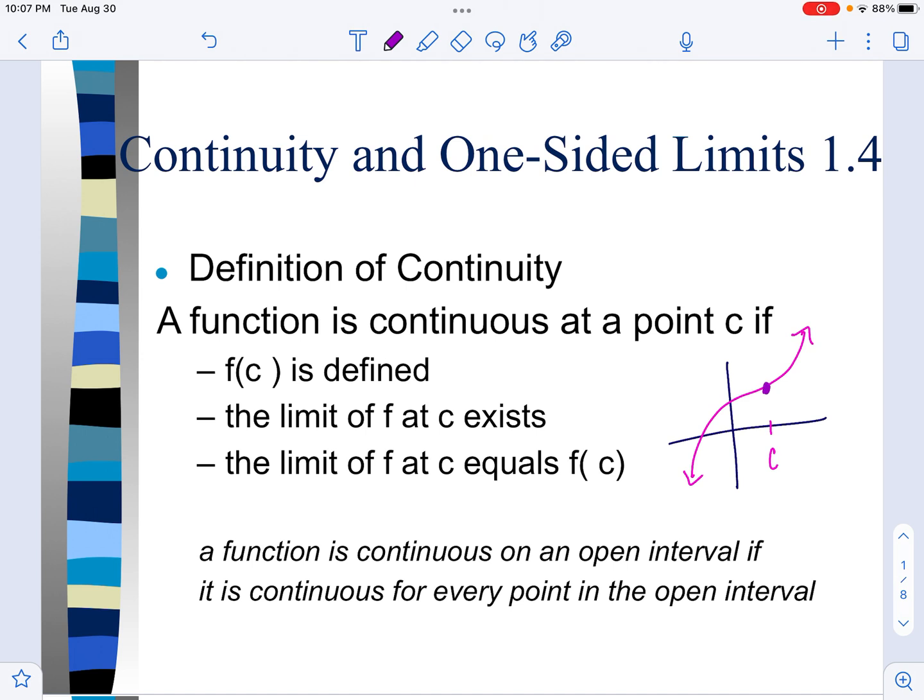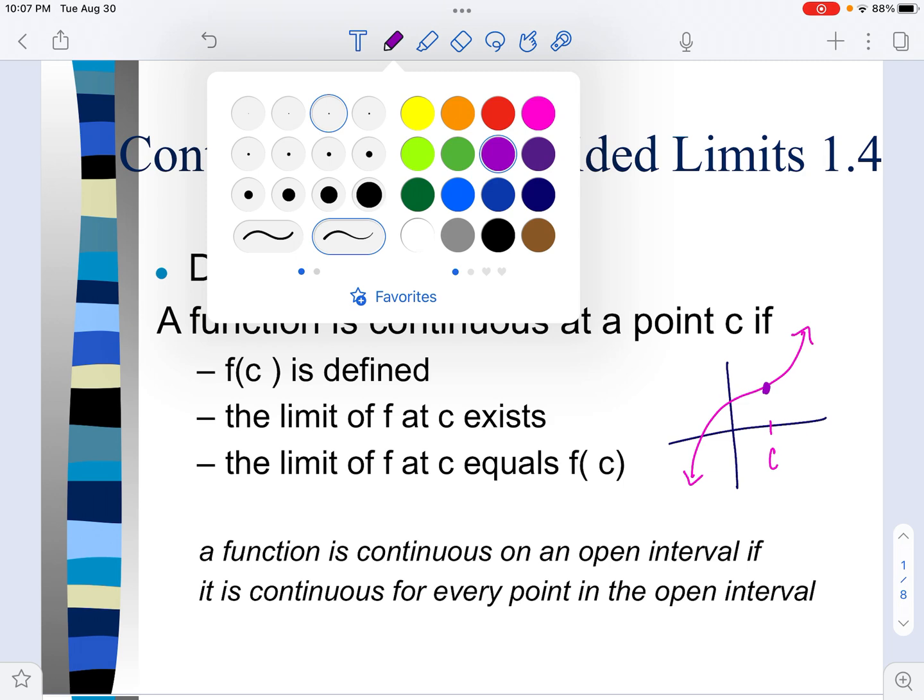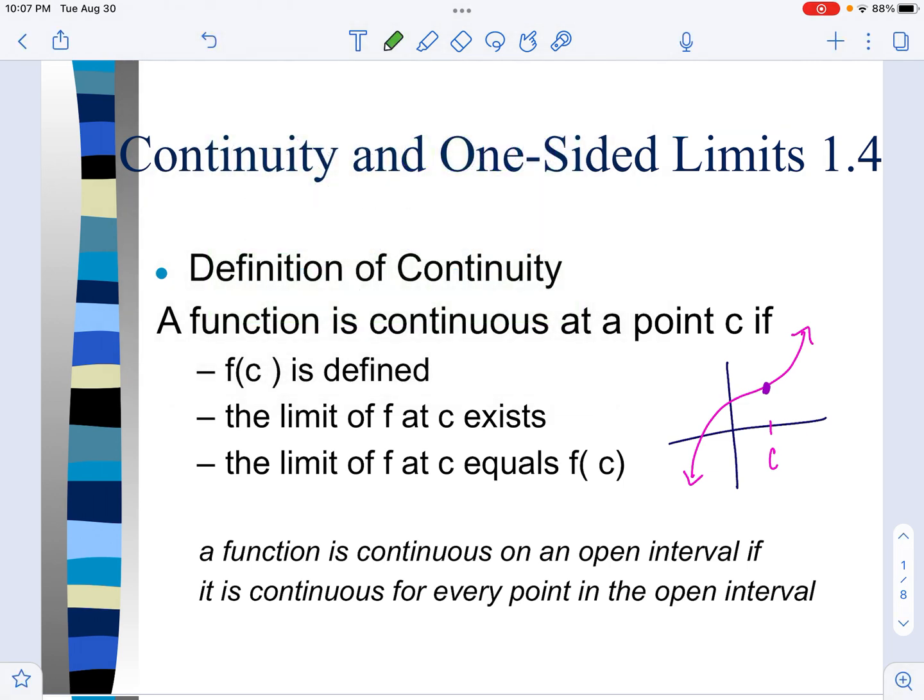The next one is the limit as you come from both directions. That limit has to exist. So if we come from the left and we come from the right, we have to go to that same y value, which, if you see that, is the case. And that y value that you come to has to be f of c. And you can see that that happens.